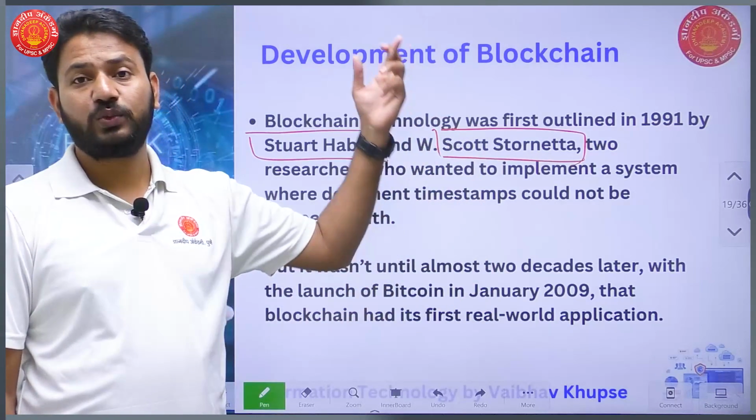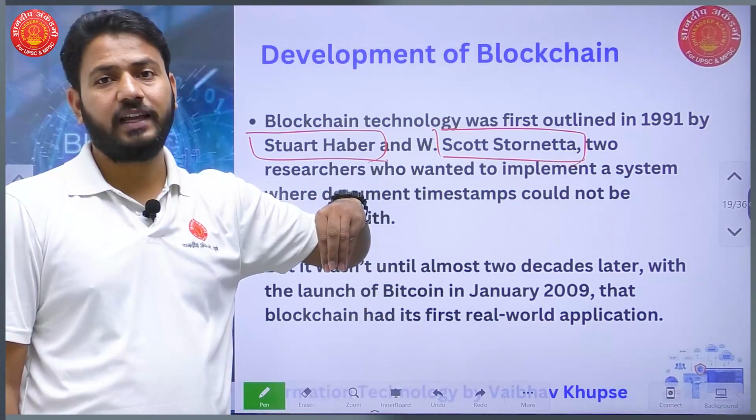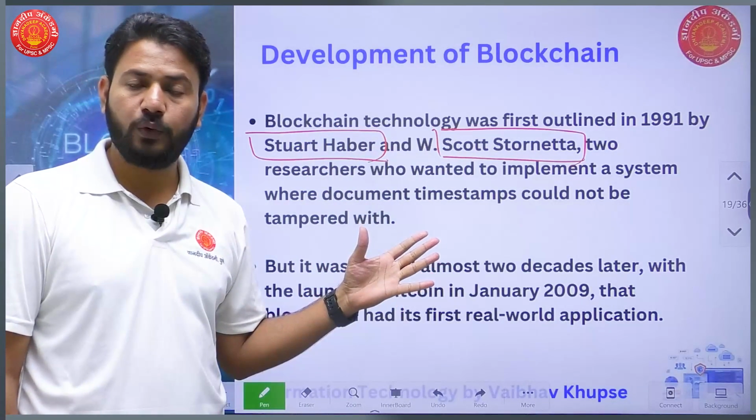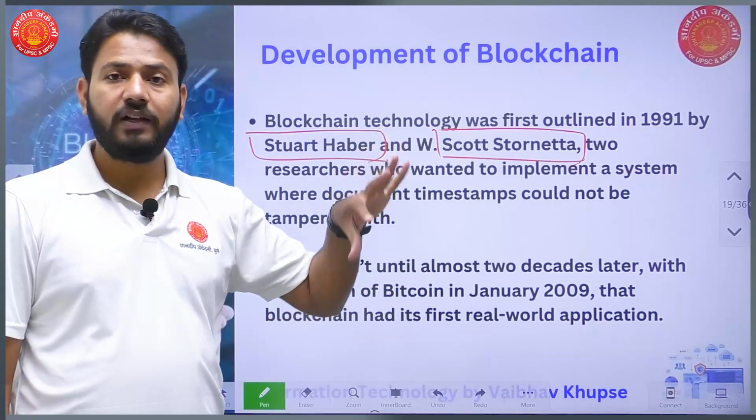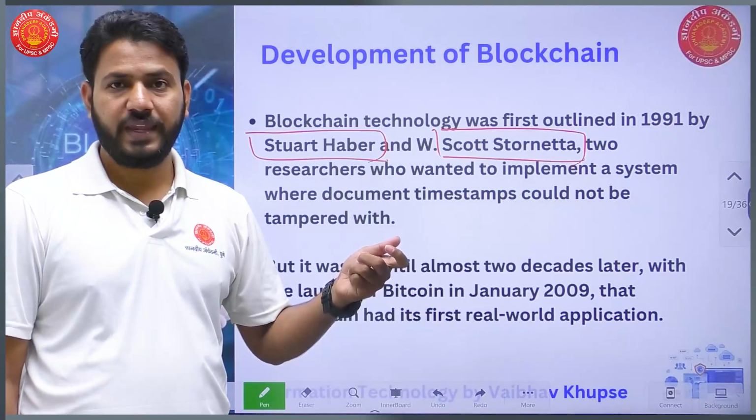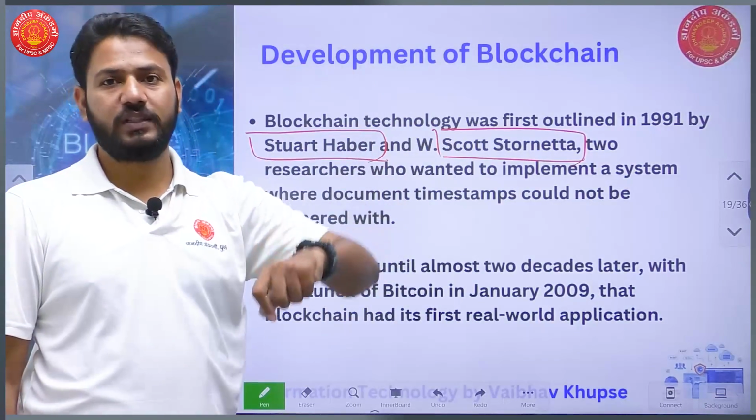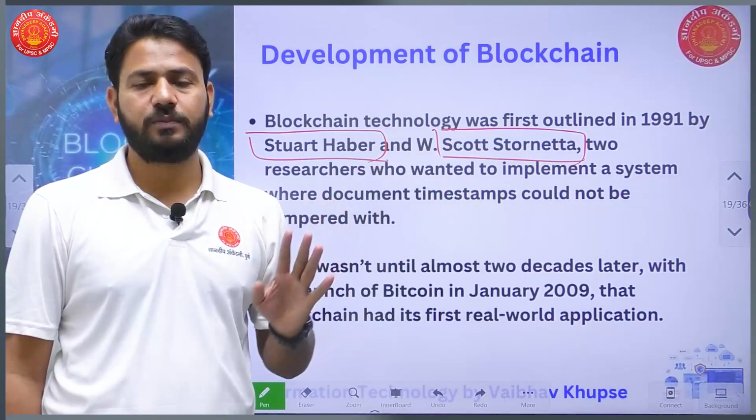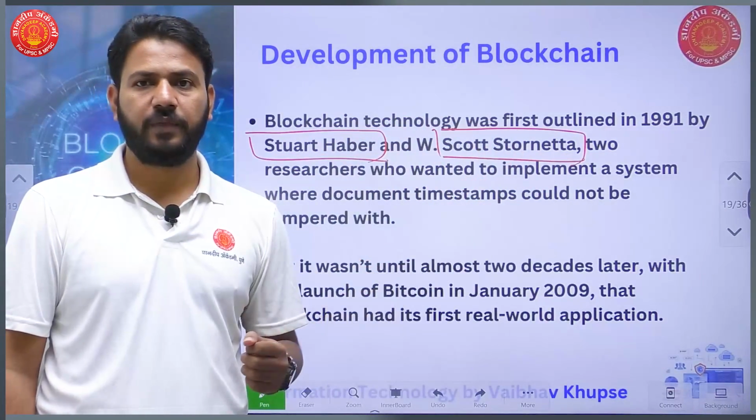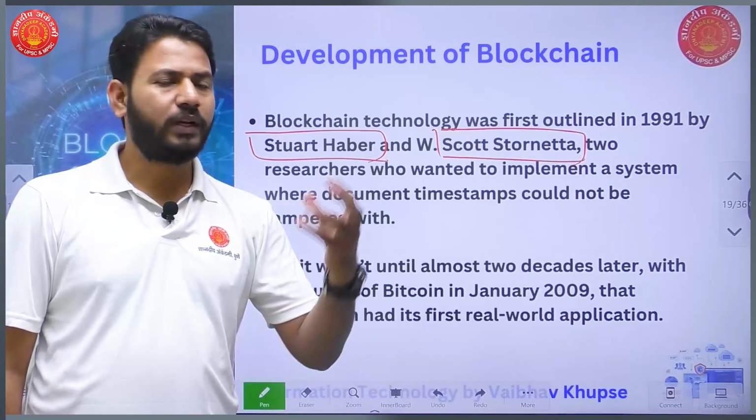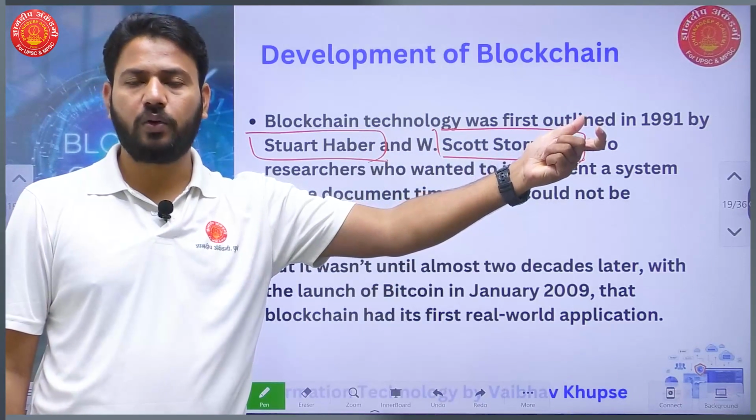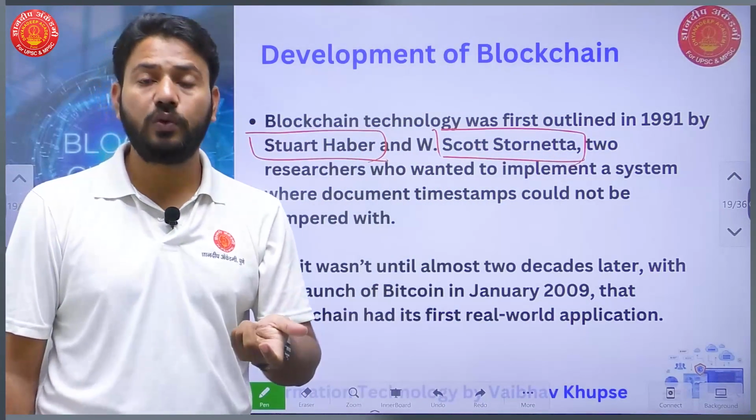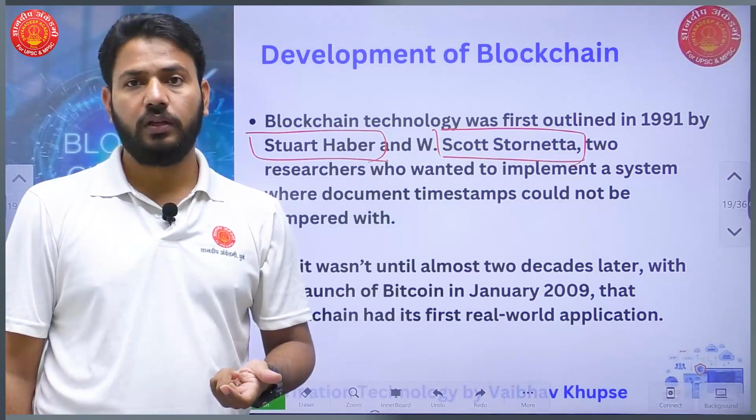It was in 2008 for the first time when an anonymous person named Satoshi Nakamoto invented bitcoin. And he put to use this technology of blockchain for the first time to record transactions for this bitcoin, because bitcoin is a cryptocurrency. And what is a cryptocurrency? No one is controlling bitcoin. Right? There is no central authority which controls bitcoin.